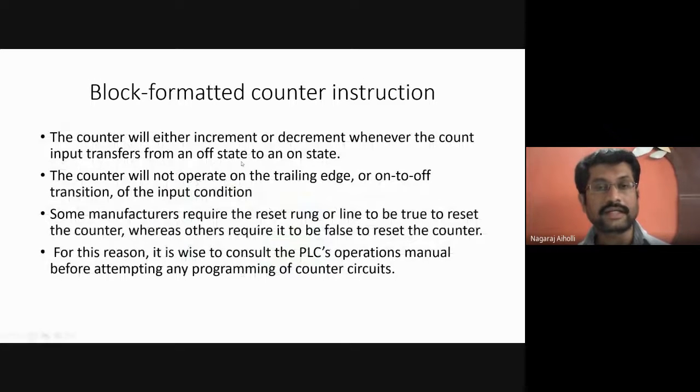The counter will either increment or decrement whenever the count input transfers from an off state to an on state. That is when the rung goes from off state to on state. The counter will never operate on the trailing edge, or during the on to off transition of the input conditions. The counter will never operate during the trailing edge of the clock signal.